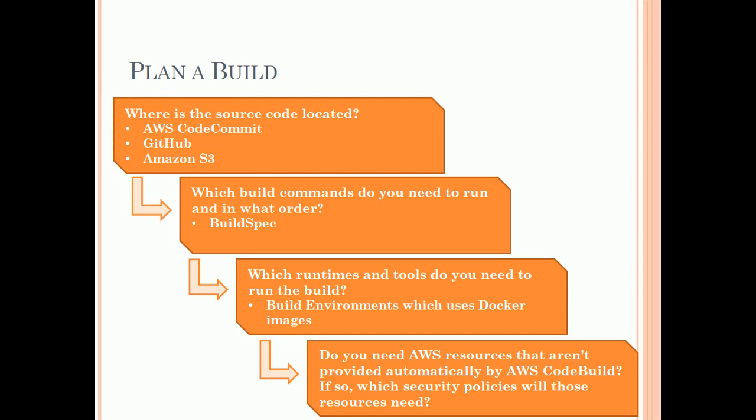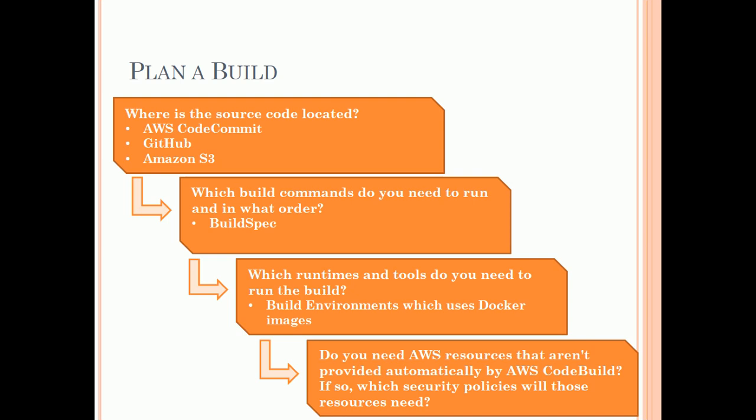So if we need AWS resources that are not provided automatically by AWS CodeBuild, then we might need to change the AWS CodeBuild service role to allow AWS CodeBuild to work with those resources. Now once all these questions are answered, all the settings and resources are ready for running a build successfully. Now let's see the buildspec file structure and its information, and then we will prepare our code and we will create and run a build.